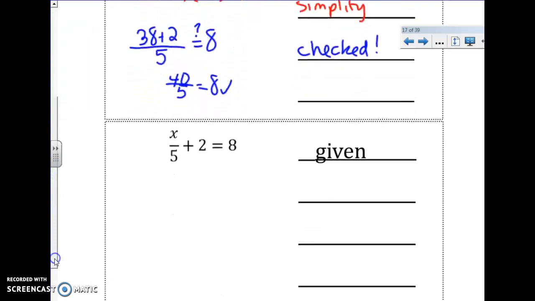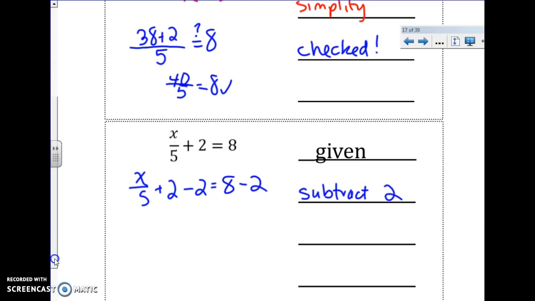Down at the bottom, it looks a little different. The 2 is not being divided by 5, only the x is. So in this case, the first thing you want to do is get rid of the plus 2. So this is going to look like x over 5 plus 2 minus 2 equals 8 minus 2.